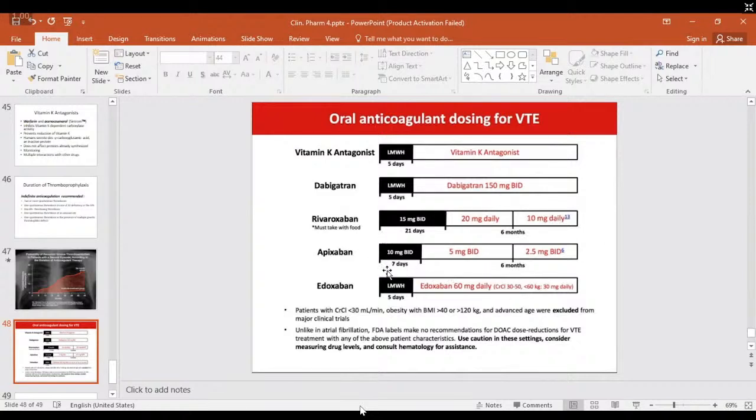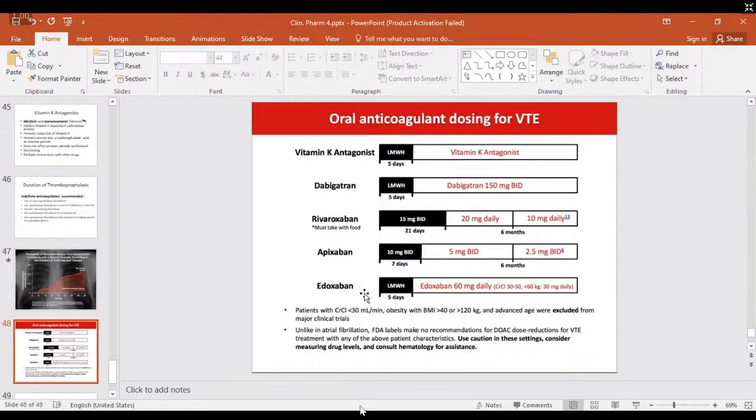For apixaban, the first part of the therapy is actually 7 days. So apixaban has 2.5 milligram tablets and 5 milligram tablets. But in this case, we need 10 milligrams twice daily. So we give 2 tablets in the morning and 2 tablets at night for 7 days, after which we start giving the patient 5 milligrams in the morning and 5 milligrams at night. So 5 milligrams twice daily for 6 months, after which we can go to 2.5 milligrams twice daily.